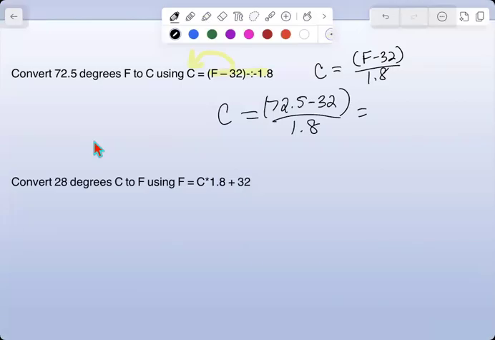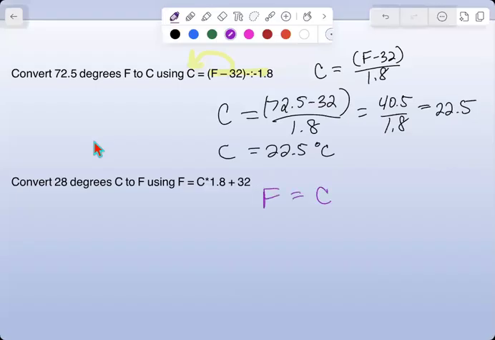So 72.5 minus 32 is 40.5. Then we'll divide that answer by 1.8. And if we divide that answer by 1.8, we get 22.5. And then, so that would be 22.5 degrees Celsius. Now, usually I don't believe they have you put any kind of degree symbol or Celsius there. But keeping it to the nearest tenth is pretty reasonable, I would say. Most of the measurements we see there is to the nearest tenth. So we'll just keep it there. Okay. Now we need to know how to go the other way. That is our Celsius to Fahrenheit formula.